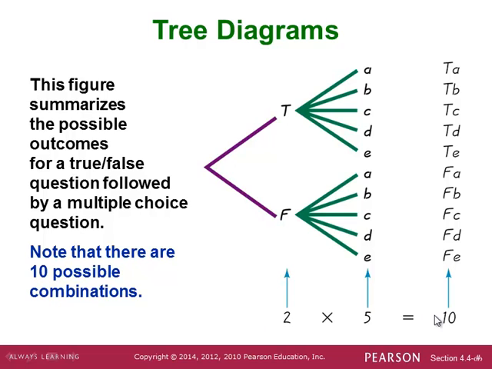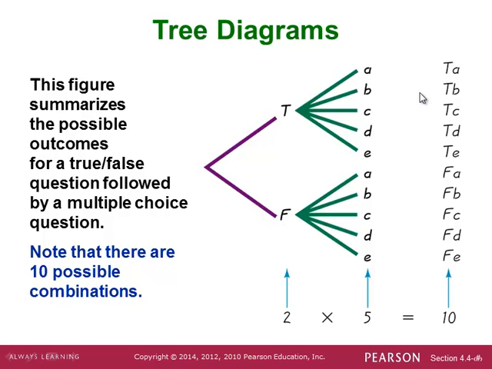And there's a total of 10. 2 times 5 is 10, right? There's 2 choices for the first answer and 5 choices for the second one, for a total of 10. So you should be able to see all 10 outcomes, 10 possible combinations of answers. So the tree diagram is going to be very useful.